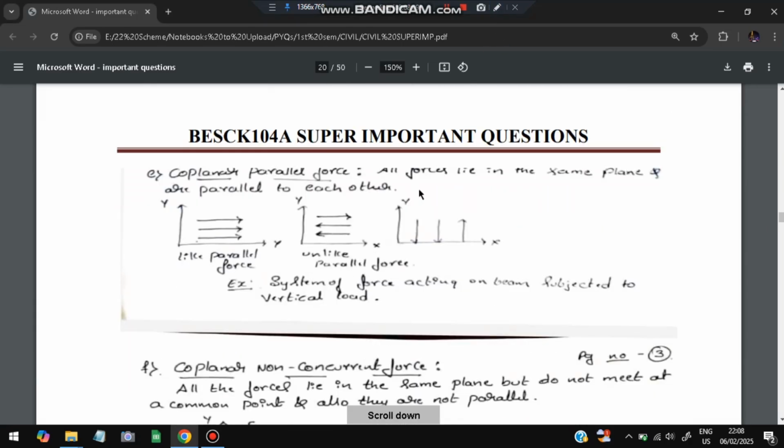Next one is coplanar parallel forces. These are parallel forces in a single plane. For example, the system of forces acting on a beam subjected to vertical load. When a vertical load is lifted, at that time the forces are in the same direction.